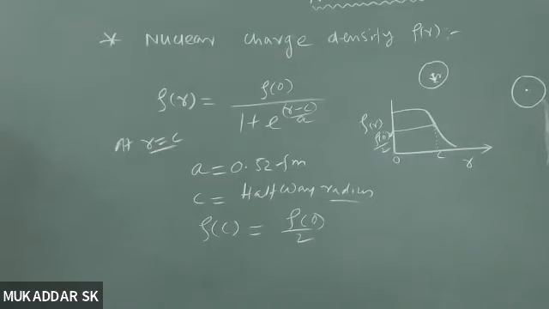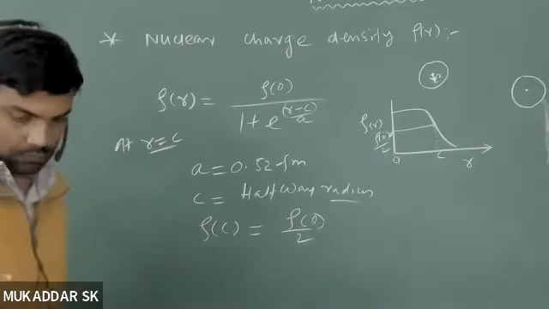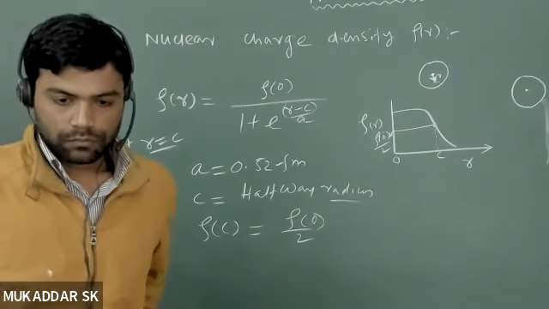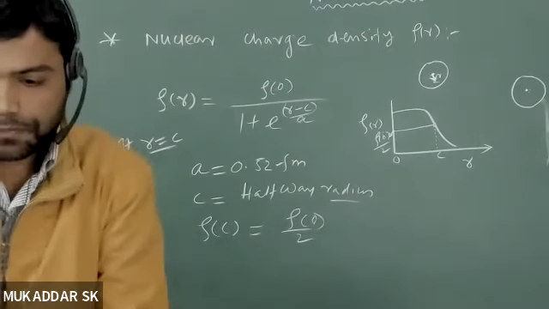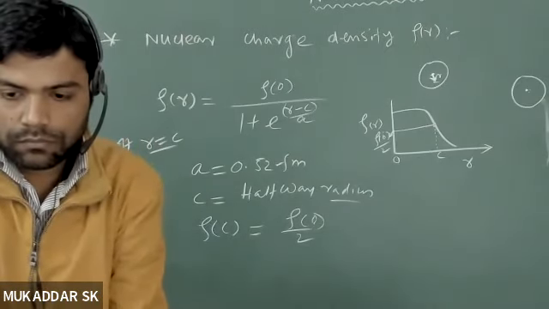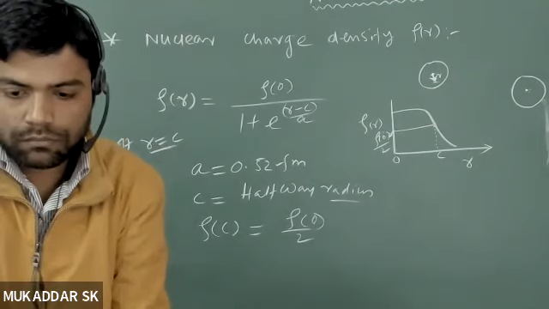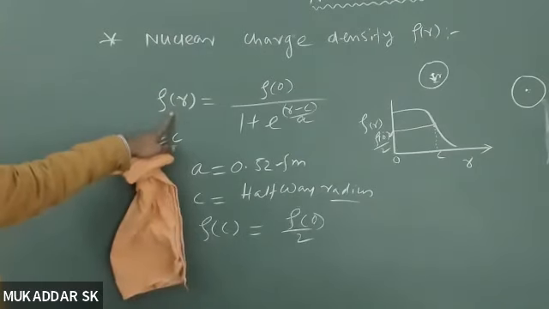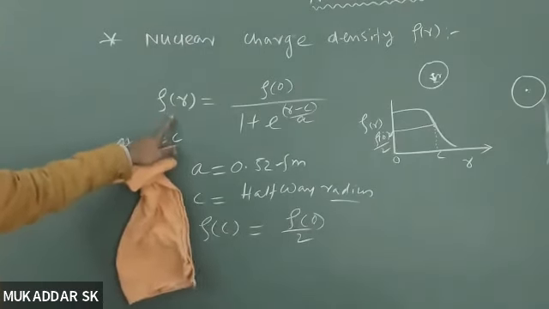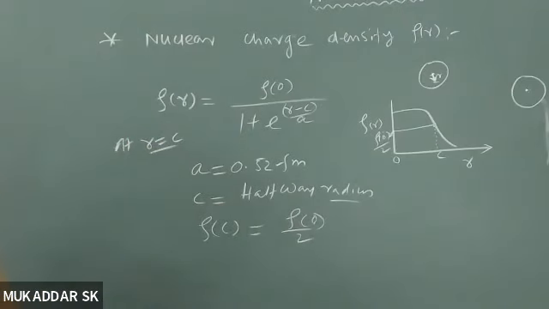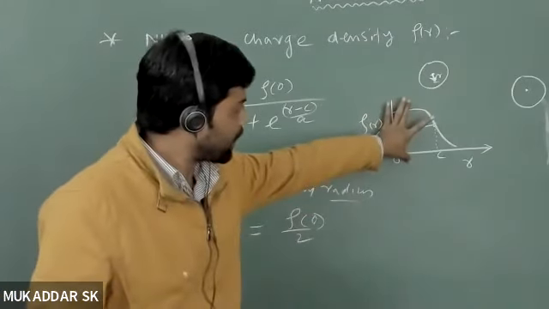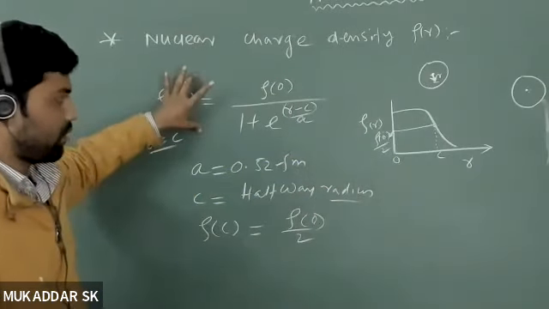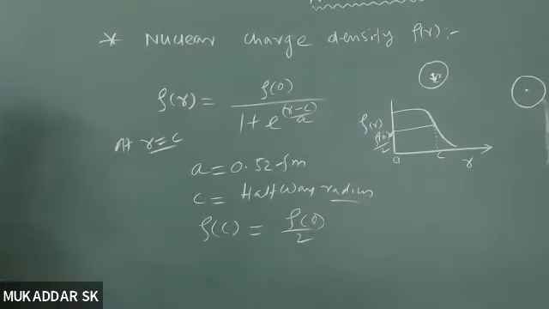Okay, so why is this called an empirical formula? Anyone? Why is this called an empirical formula? This formula is not derived, but it fits exactly with the experimental result. First the experimental result was observed, then they wrote down that formula, but there is no derivation. That's why it is called an empirical formula.